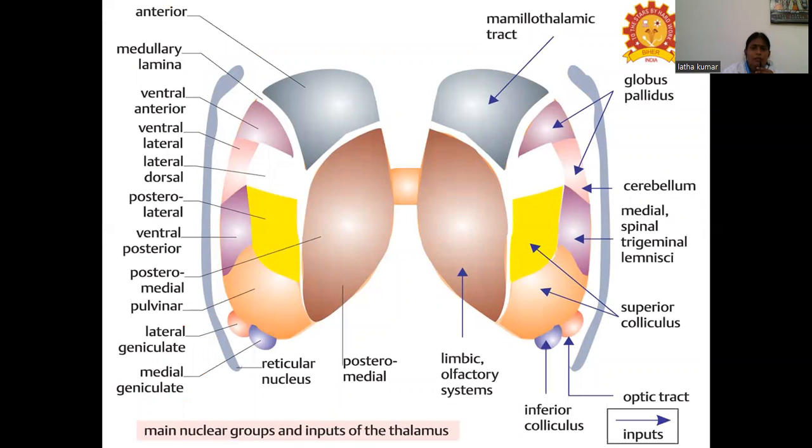So in this picture, you can see the different connections of the thalamic nuclei. Anterior nucleus, mammillothalamic tract, and ventral anterior and ventral lateral receive from globus pallidus. Okay, so this picture shows the afferent and efferent connections of the thalamic nuclei.